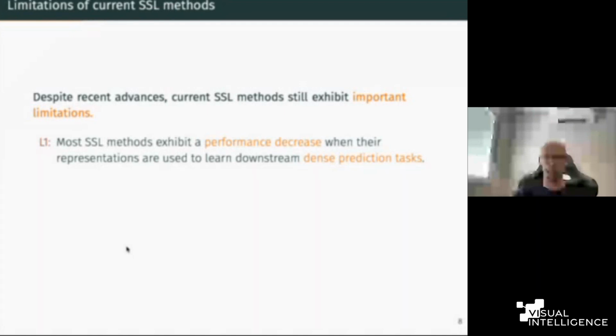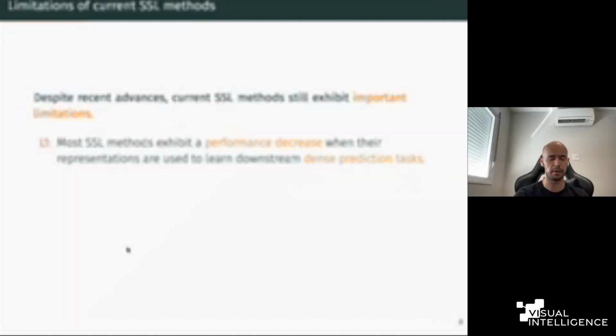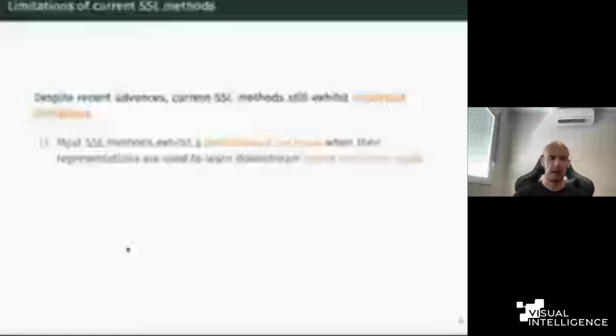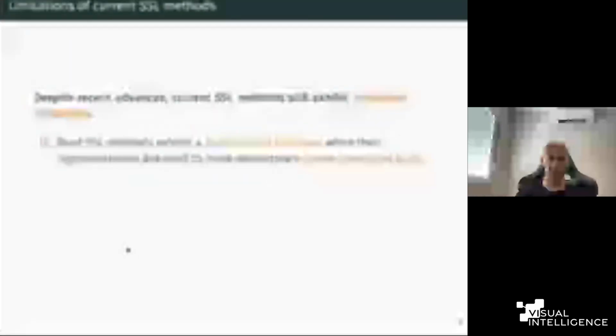And here, what I'm talking about is, okay, you pre-train the encoder first, right? You do the self-supervised, unsupervised training round first, and then once that's done, you're gonna use your learned representation to learn a variety of downstream tasks. And if those downstream tasks require dense predictions, such as object detection, segmentation, and so on, you usually will see some kind of performance decrease.